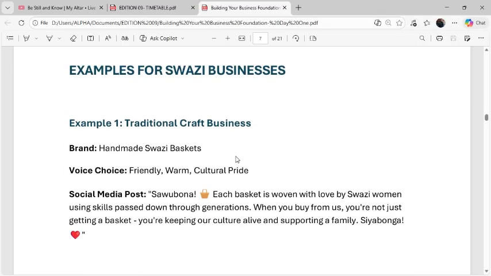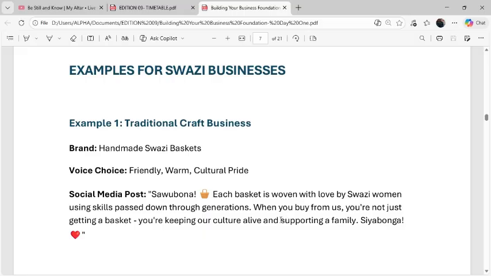Now, let's look at this. Examples for Swazi businesses. Homemade Swazi baskets. What is the voice choice? Friendly, warm, cultural pride. Let's look at the post. Saumona. Each basket is woven with love by Swazi women using skill passed down through generations. When you buy from us, you're not just getting a basket, you are keeping our culture alive and supporting a family. Siyabonga. You get this?